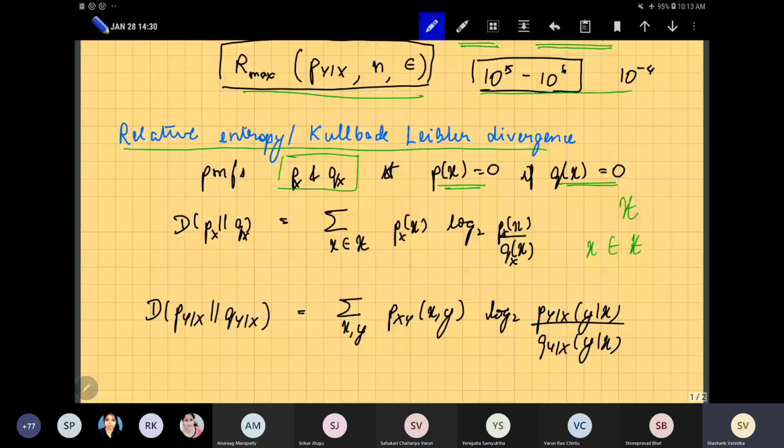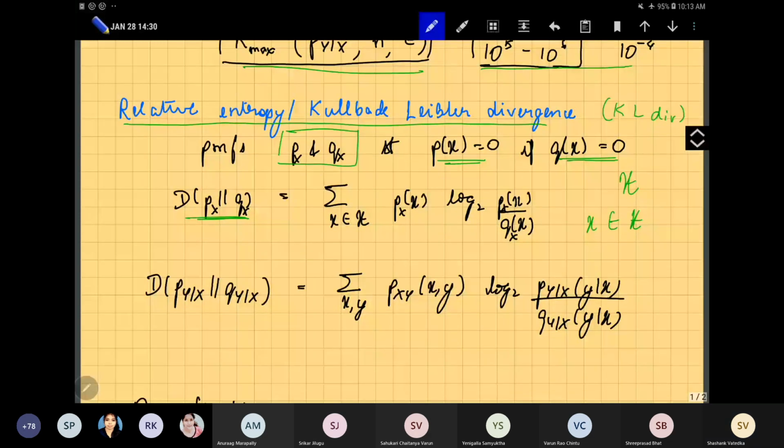So the KL divergence, or the Kullback-Leibler divergence, between P_X and Q_X is given by this following quantity. It's the sum over all x of P of x log P of x by Q of x. Okay, and this is true as long as P of x is equal to 0 for all x such that Q of x is equal to 0.